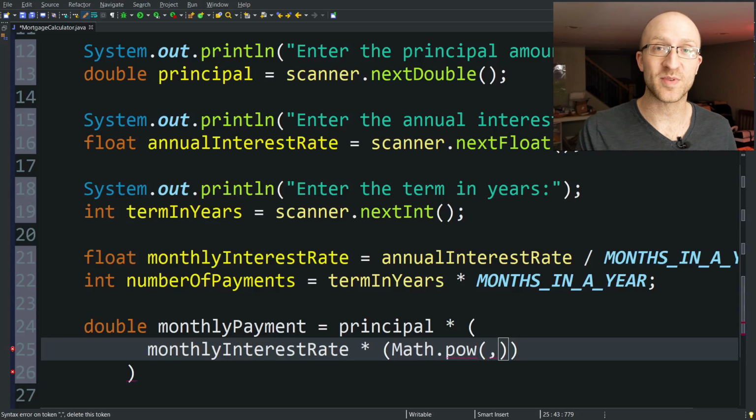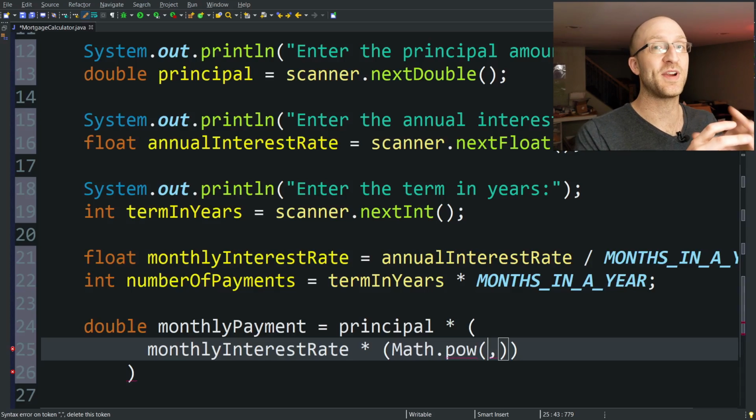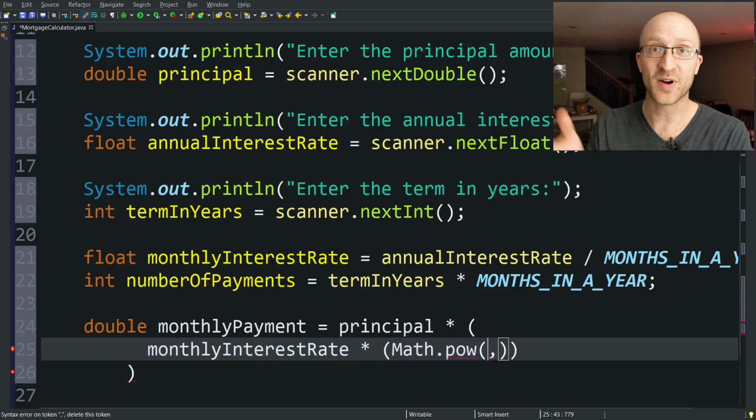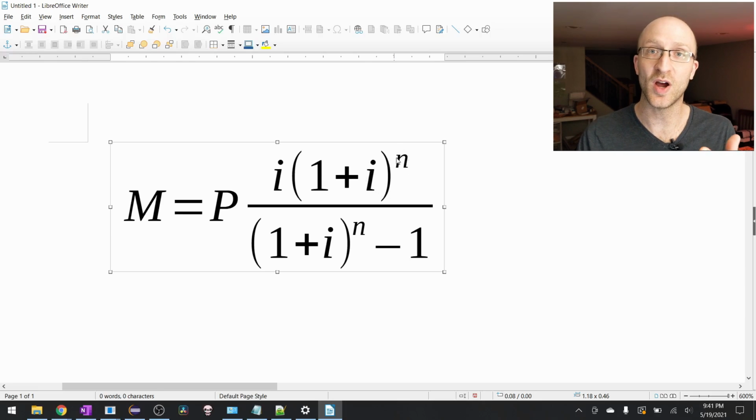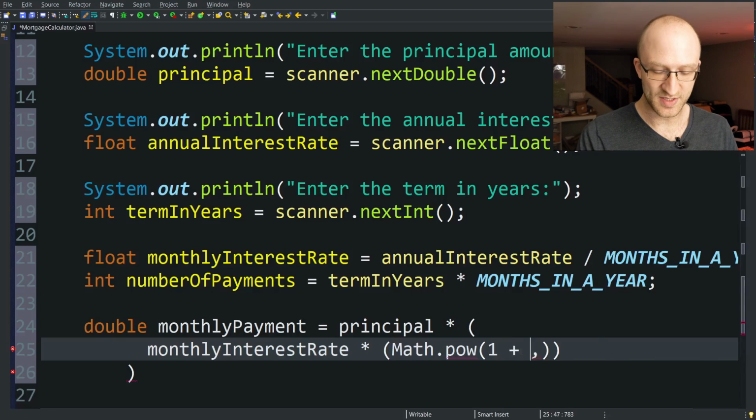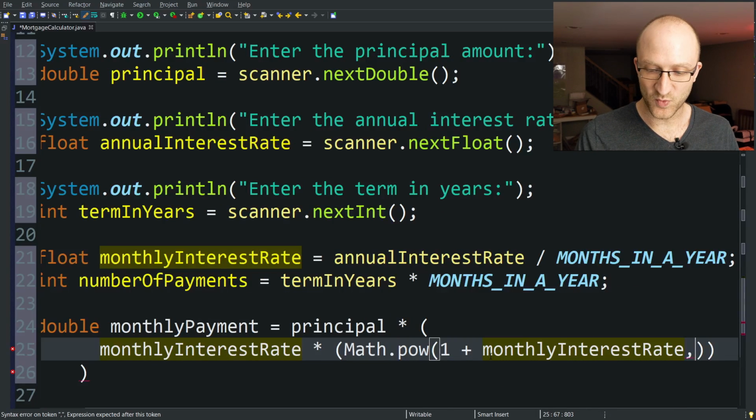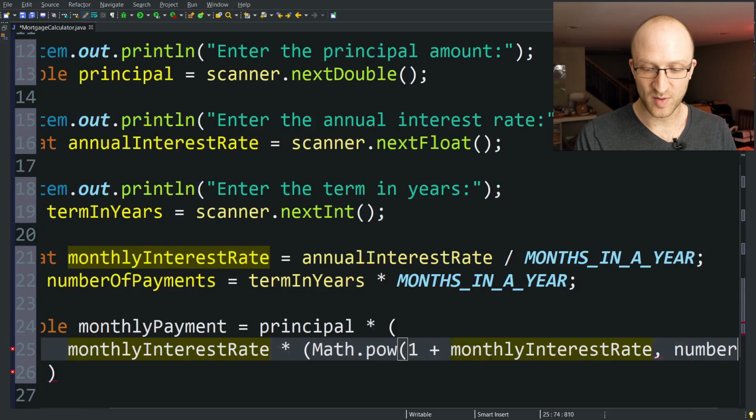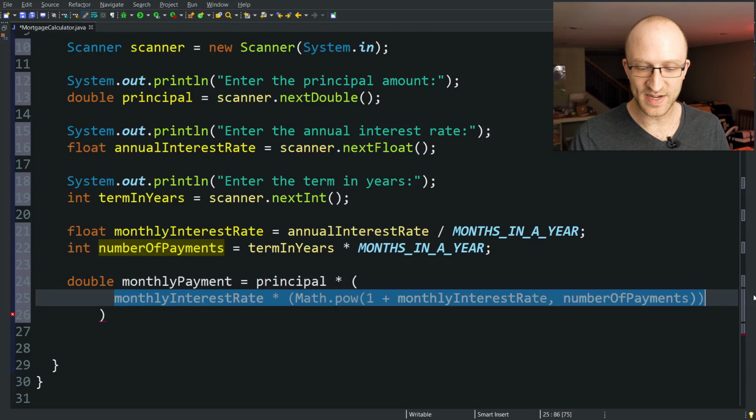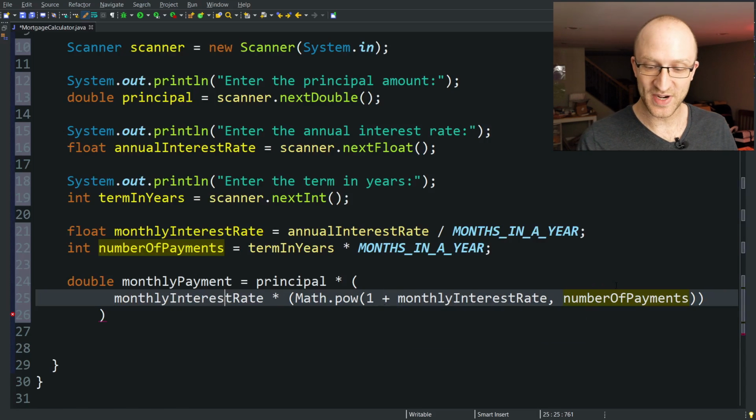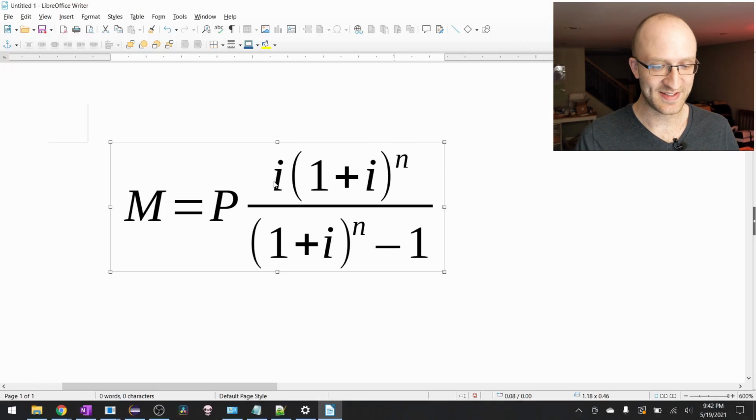Math.pow takes two parameters. And what it does is it takes the first number and raises it to the power of the second number. In our case, we want to take 1 plus the monthly interest rate and raise it to the power of the number of payments. So let's just type that out. Let's zoom out a bit here so we can see the whole thing. So now this line is that whole numerator, the monthly interest rate times 1 plus the monthly interest rate to the power of the number of payments. And that's exactly what we have here.